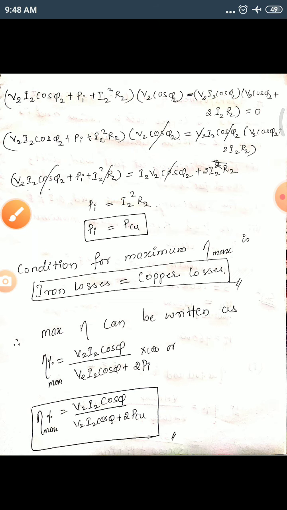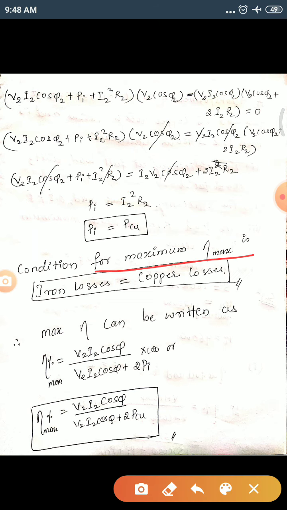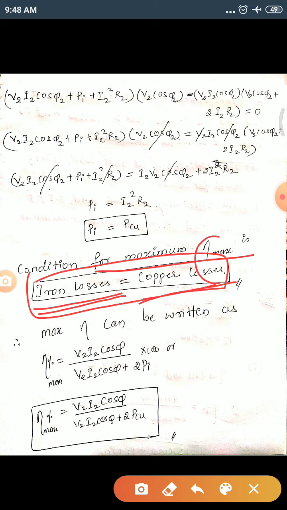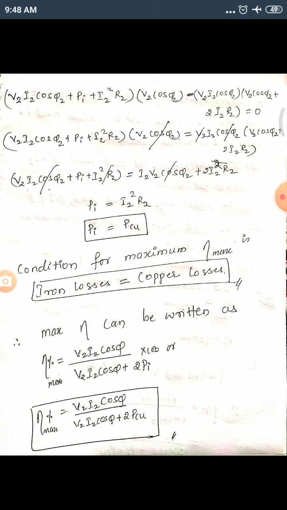Then what is the condition for the maximum efficiency? It is nothing but iron losses should be equal to copper losses. I repeat once, iron losses should be equal to copper losses, then only you get the maximum efficiency of that transformer. So substitute in that equation, same as we have seen in the earlier case.